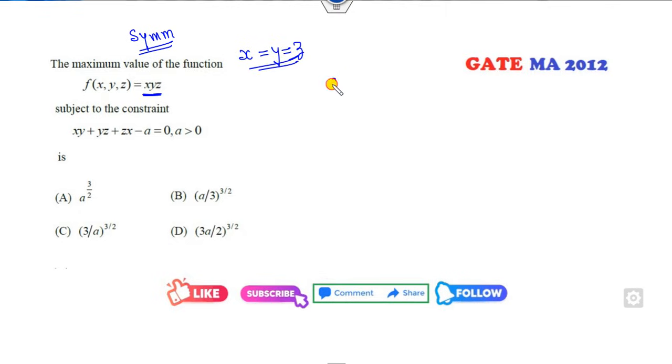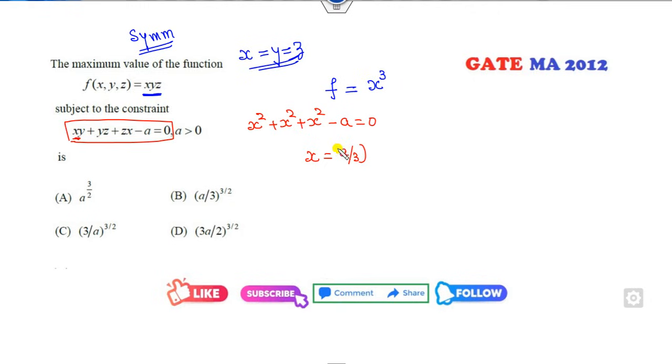It's a 3 dimension. So what is my f when x is equal to y is equal to z? It is x cube. How can you find the value of x? I can substitute this value here also. So this is my x square. The second value is also x square. This is x square. Minus of a is 0. So can you find the value of x is a over 3 raised to power 1 over 2. I can substitute this value here. You will get the right answer as this one.